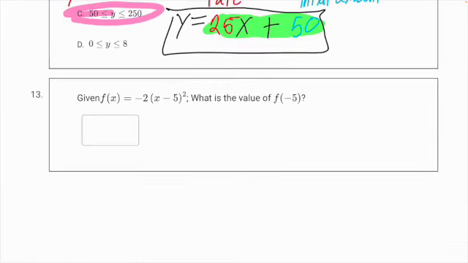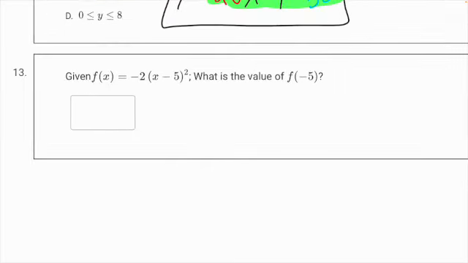Alright guys, number 13, I want you all to get some practice. We did this on Delta Math as well. Given our function, what is the value of f of negative 5? Guys, remember, use your calculator. We're going to store negative 5 as x, and then type in your function. Guys, go ahead. Get some practice. I want you to remember how to do this tomorrow.